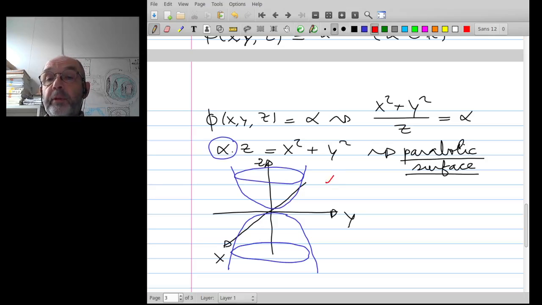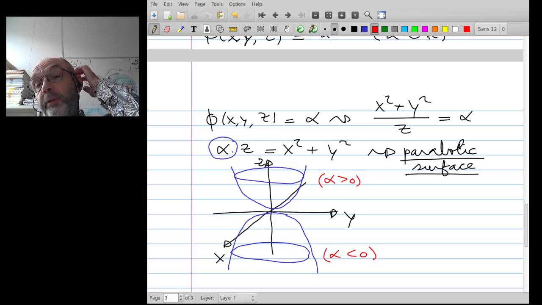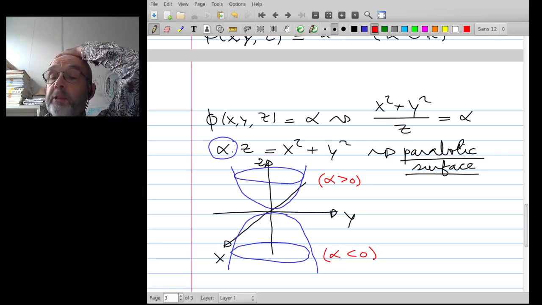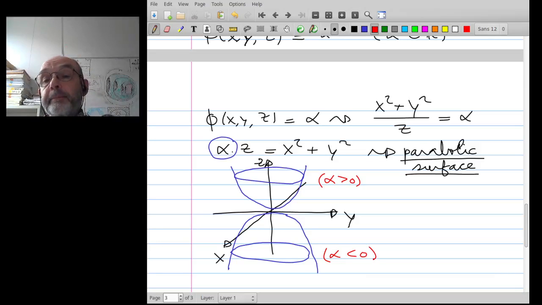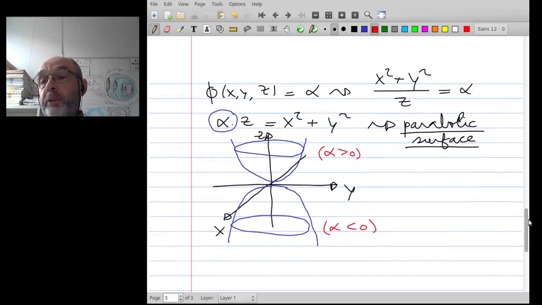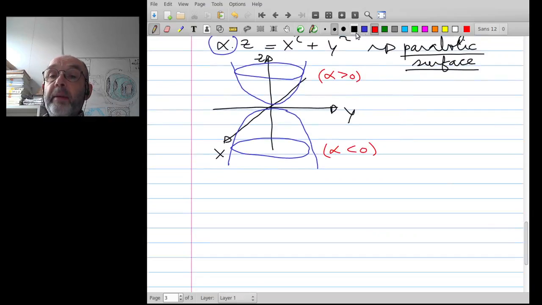So here you have your alpha greater than 0, and here your alpha less than 0. If your alpha is less than 0, your z has to be less than 0, because x squared plus y squared is always positive. Okay. Now this is an equipotential surface, these are parabolic surfaces.